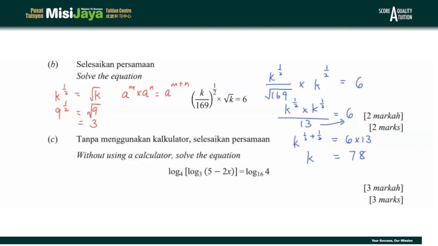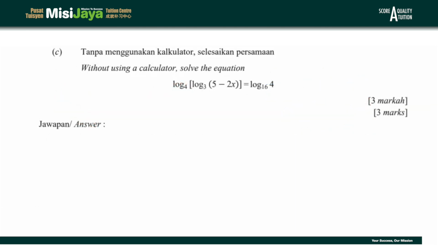And this question is 2 marks. So where do we get the 2 marks? This step 1 mark and final answer 1 mark. So we get 2 marks. Okay, now let's look at question C. So this is on logarithms.